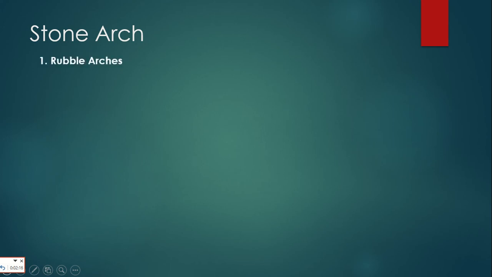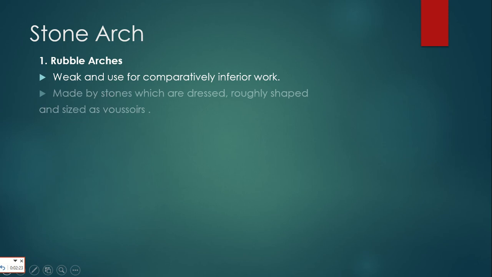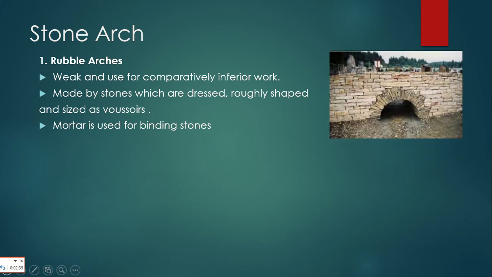First is rubble arches. These are weak and used for comparatively inferior works. These are made by stones which are dressed and roughly shaped and sized as voussoirs. Mortar is used as the binding material in rubble arches. So here we can get the idea about rubble arches, and we can observe that the stones used are roughly shaped.